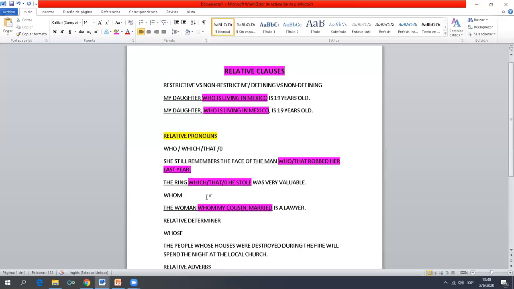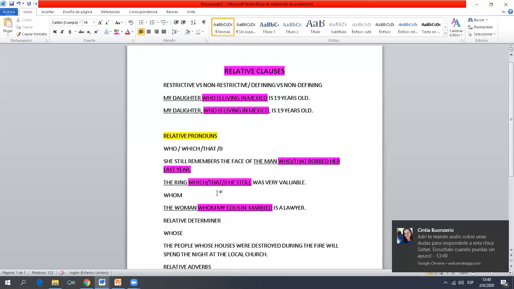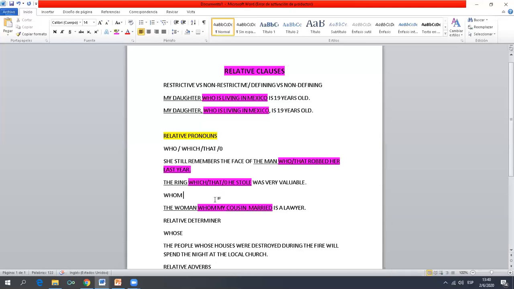What does it mean? That you can use whom when this relative is an object, not when it is a subject. Who is the subjective form and whom is the objective form. Who is equivalent to I, the personal pronoun, the subjective form. Whom would be equivalent to me, the objective form of the pronoun. When do we use me? After verbs and prepositions. And the same happens with whom. Whom is used after verbs as an object and after prepositions. Okay, so in this case, whom would be the object of the verb married. My cousin married whom.